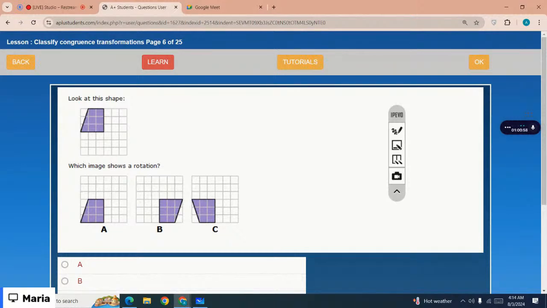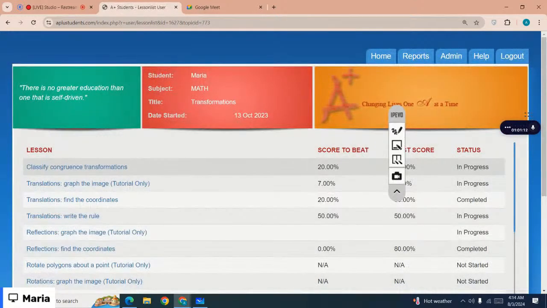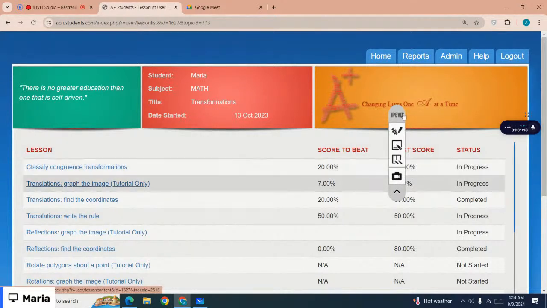Okay, you can complete the lesson by yourself later today. Let me just move on to the next lesson. Okay, the next one is translation, graph the image. Let's just start with the lesson.